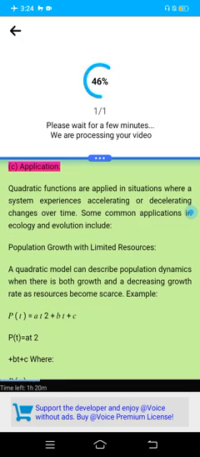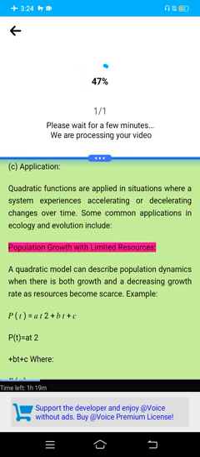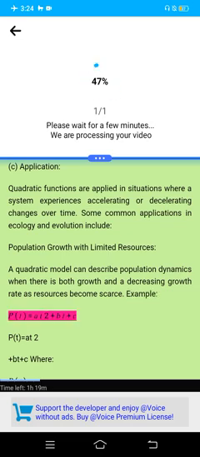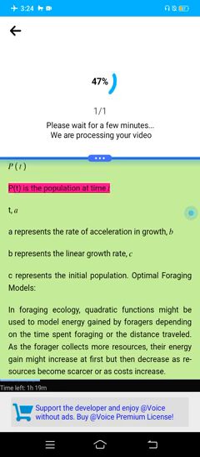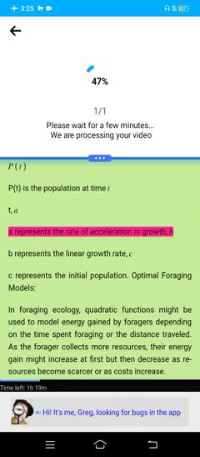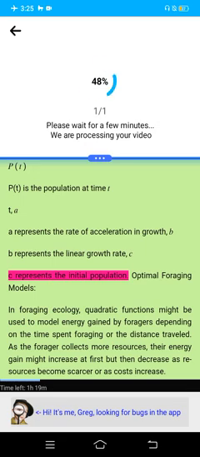Applications. Quadratic functions are applied in situations where a system experiences accelerating or decelerating changes over time. Common applications in ecology and evolution include population growth with limited resources. A quadratic model can describe population dynamics when there's both growth and a decreasing growth rate as resources become scarce. Example: P(t) = at^2 + bt + c, where P(t) is the population at time t. a represents the rate of acceleration in growth, b represents the linear growth rate, and c represents the initial population.